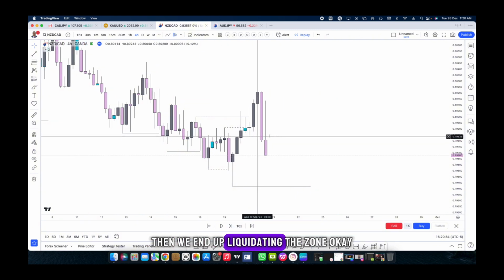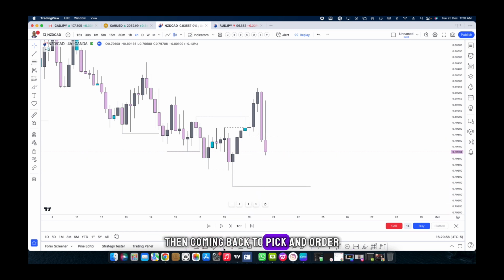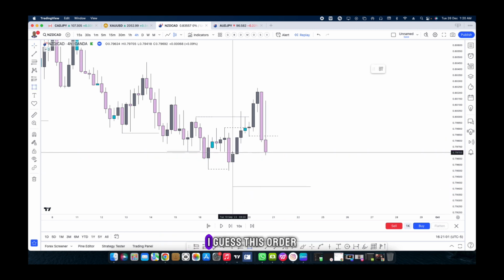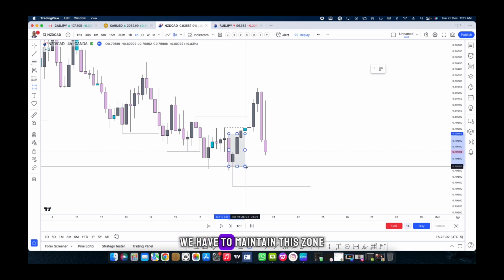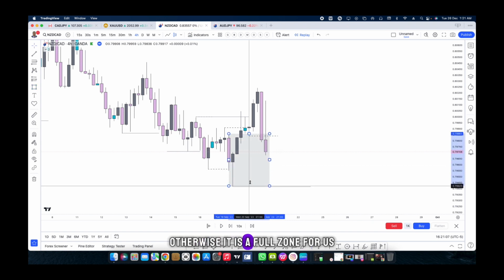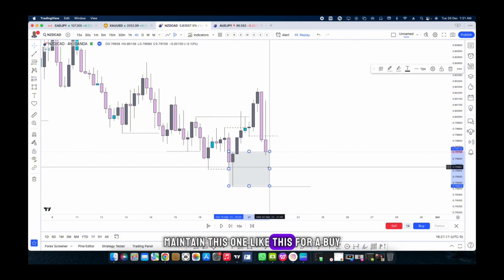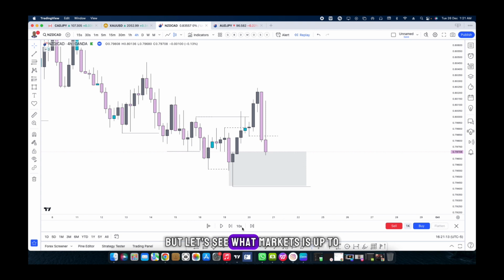Then we end up liquidating that zone, then coming back to pick an order. I guess for this order we have to maintain this zone, otherwise it is a fail zone for us. Maintain this zone like this for a buy, but let's see what the market is up to.